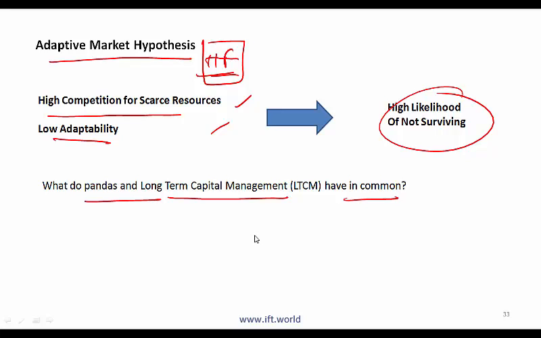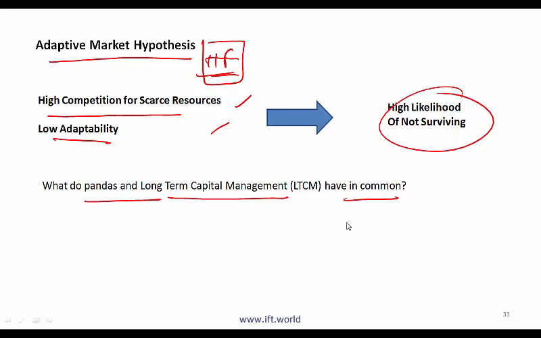The point is, and I sort of knew this, but I learned it from the curriculum. Pandas are not very adaptable. They can only eat bamboo. So if they are in a bamboo jungle and you cut out the bamboo, they'll die. They'll not survive because they cannot adapt.